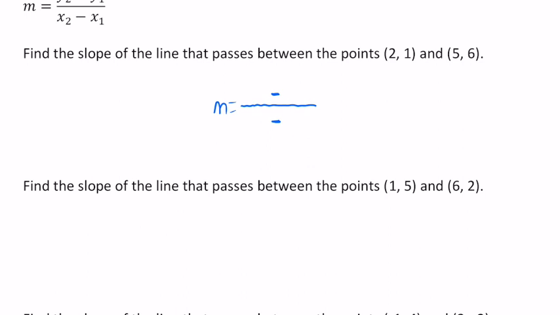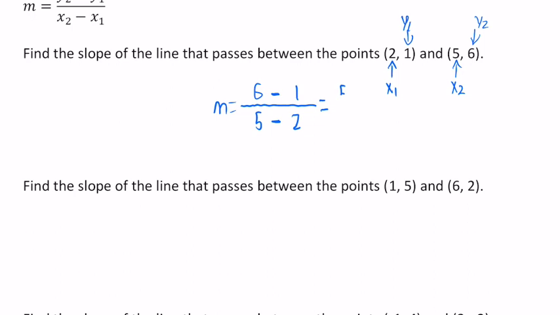And then all I have to remember is that on the top, I'm going to take the second y value, which in this case is 6, minus the first y value, which in this case is 1. On the bottom, I'm going to take the second x value, which in this case is 5, minus the first x value, which in this case is 2.